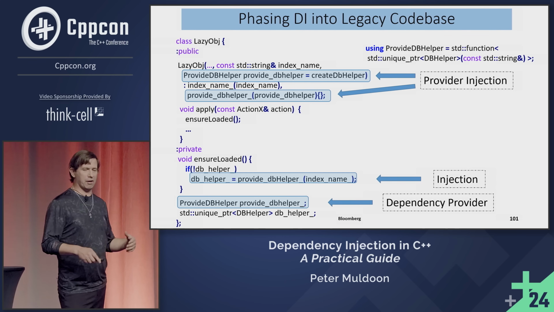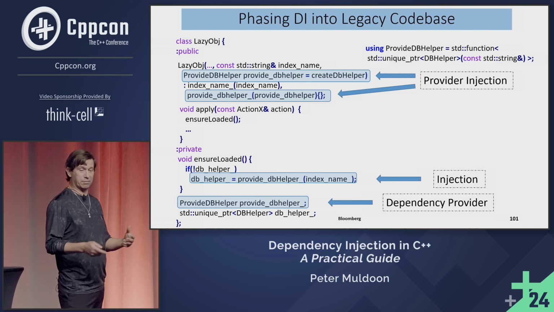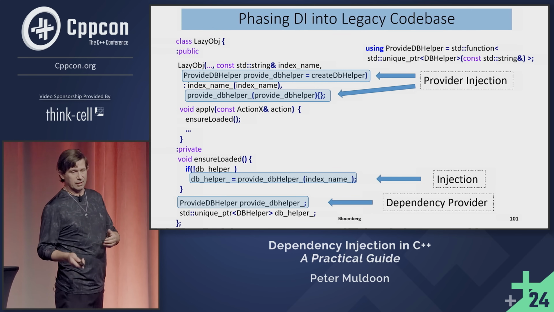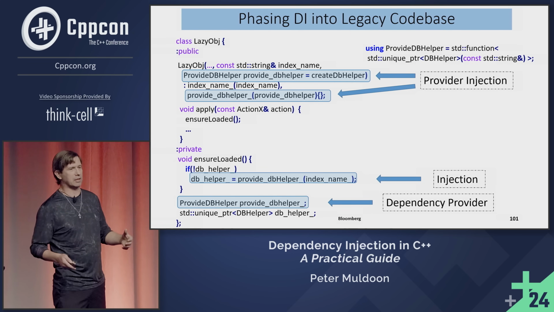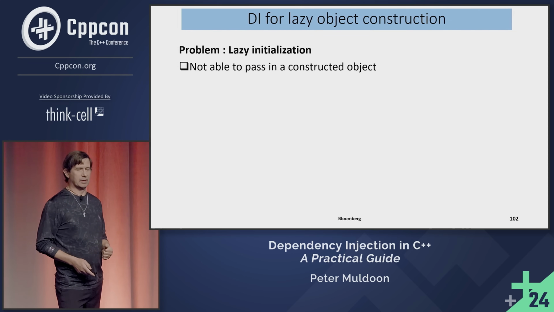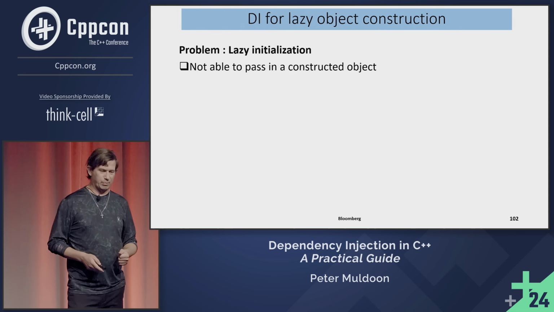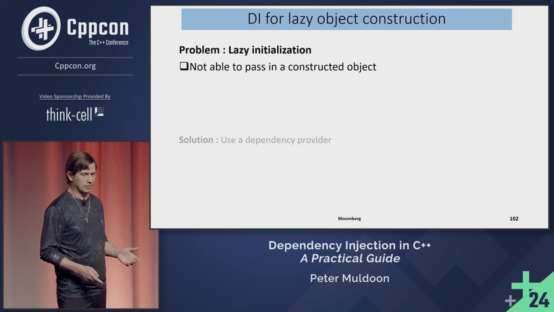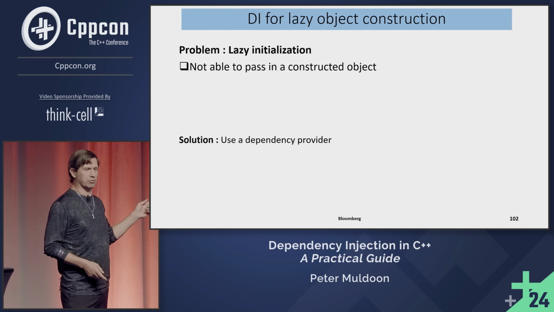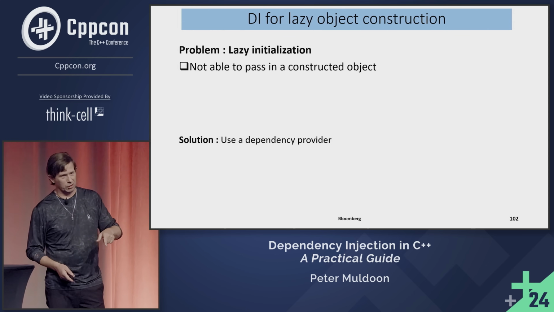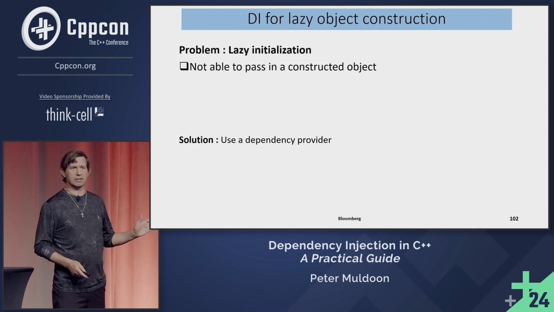So what this does for me now is in test, I can say, look, I'm going to put you in a different function that takes a string and returns some kind of helper, but I'm not going to go to all these singletons and all this state and all this setup that needs to be done. All right? So when you have lazy initialization and you're not able to pass in a constructed object, what do you do? Use a dependency provider. So this thing only gets created when the dependency provider is called, which gives you the lazy initialization. All right? Any questions on that?